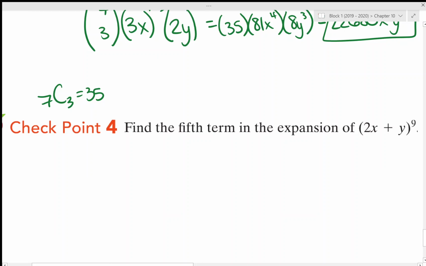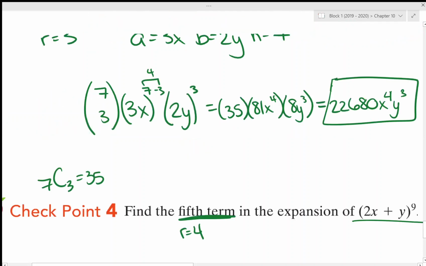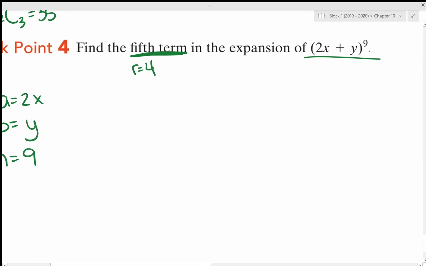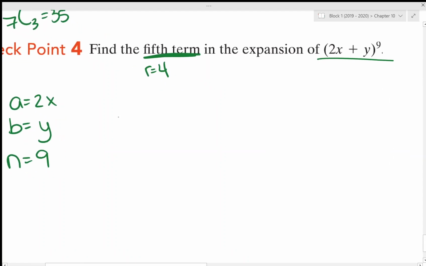Okay, so to find the fifth term, that means your r is 4 for the expansion 2x plus y to the 9th power. So my first term is 2x, my second term is positive y, and my power is 9. So to find my fifth term, I'm going to do 9 above 4, 2x to the 9 minus 4 power, which is 5, and y to the 4th power.